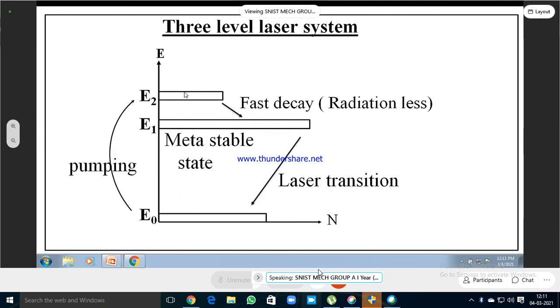Maybe there is a possibility atoms are immediately coming to E0 because of the spontaneous emission, or something is happening and they are losing the energy, they are directly coming to the E0. And these energy levels are very, very close.